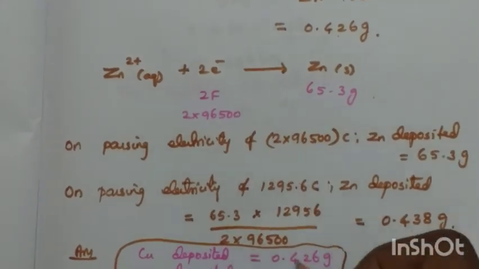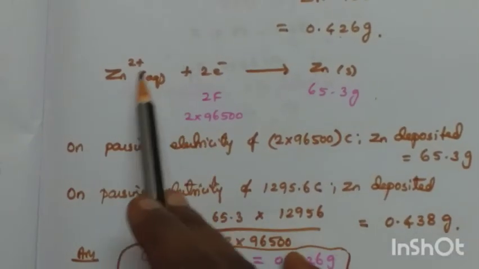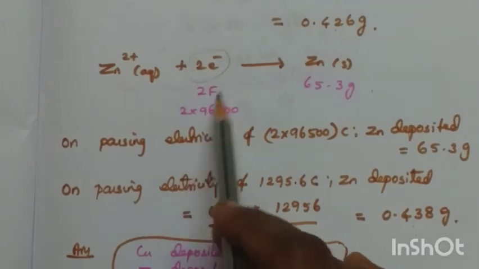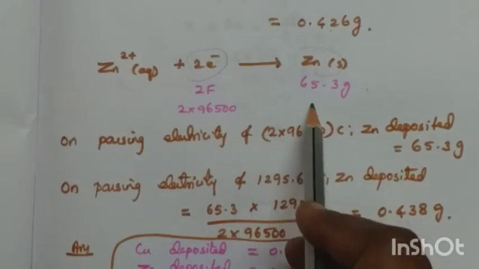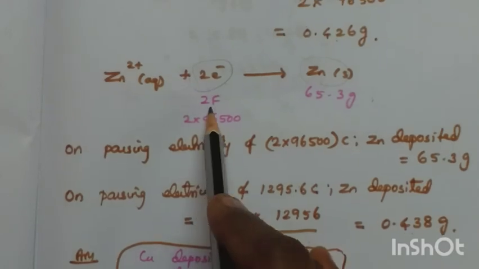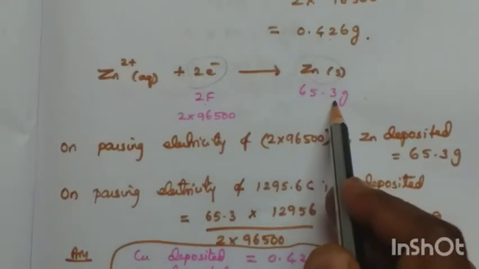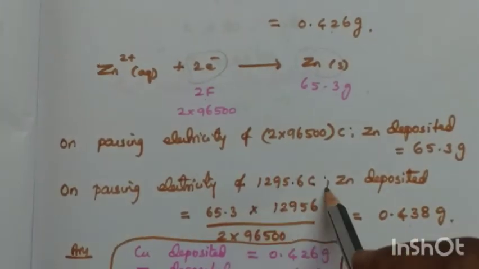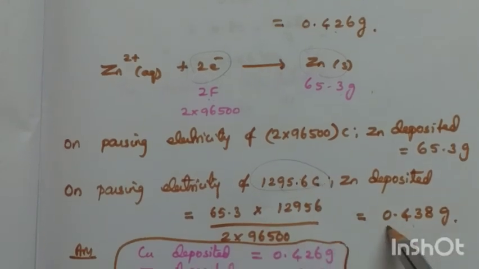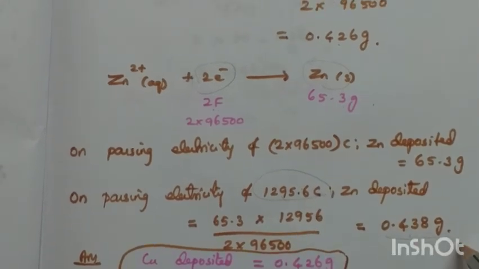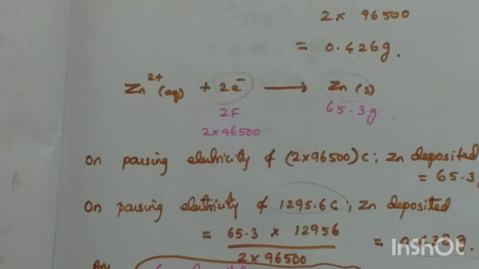Can you understand this one? Consider Zn2 plus plus 2 electrons. 2 electrons means 2 Faraday. What is the atomic mass of this one? So 2 Faraday is needed to deposit this amount, which means how much amount can this Faraday deposit? That is our question. So we can calculate directly.